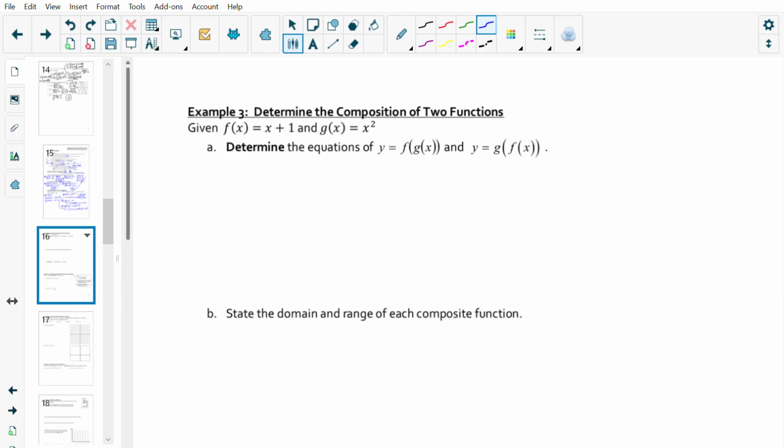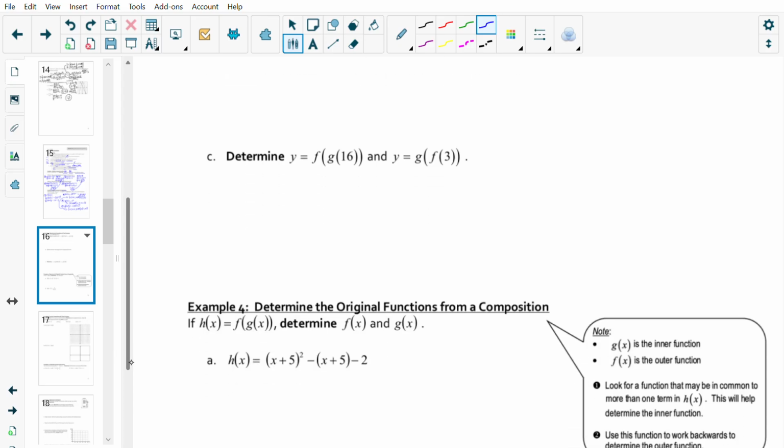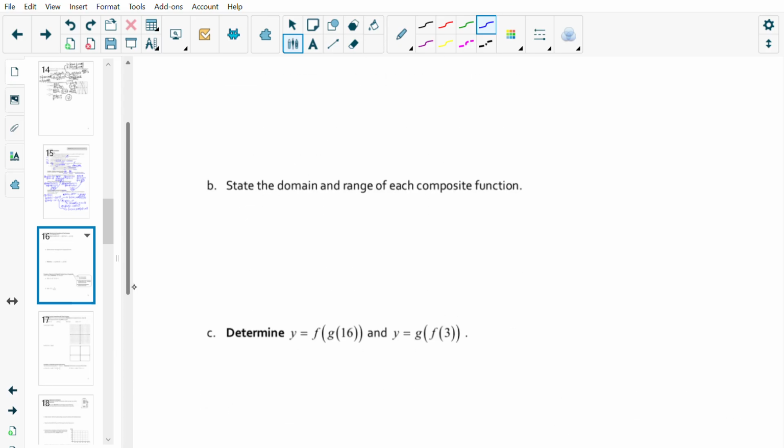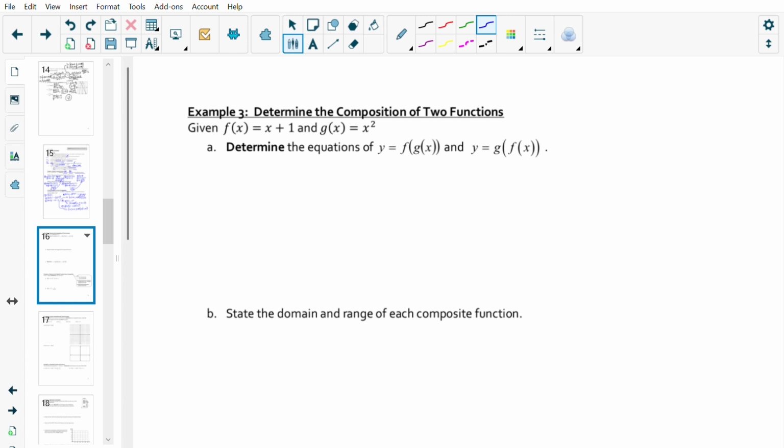Okay, example 3. Determine the composition of two functions. We have f of x equals x plus 1 and g of x equals x squared. Determine the equations of y equals f of g of x and y equals g of f of x. So let's do this example. You can use either method. Actually, for the equations, we'll have to do this.